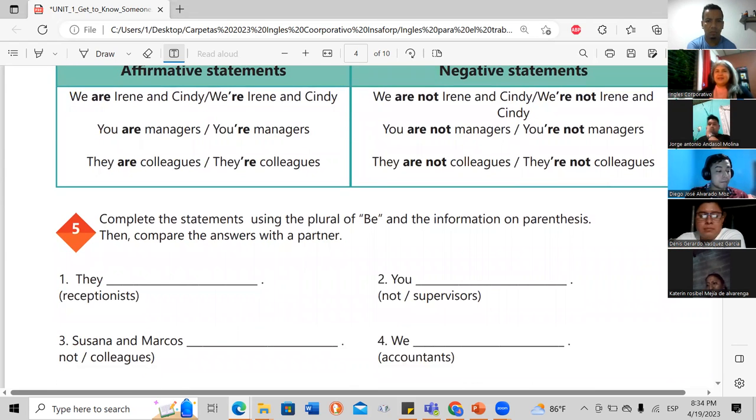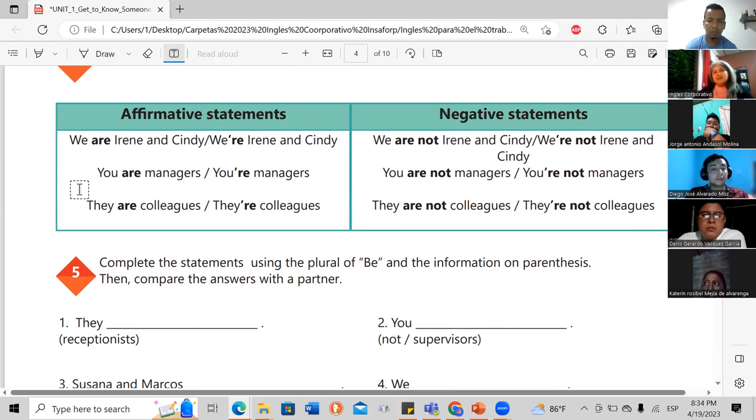Now we have here affirmative and negative statements. ¿Te recuerdan lo que vimos de affirmative and negative statements? Examples. We are Irene and Cindy. Abreviado: We're Irene and Cindy. You are managers. You're managers. They are colleagues. Now negative statements.